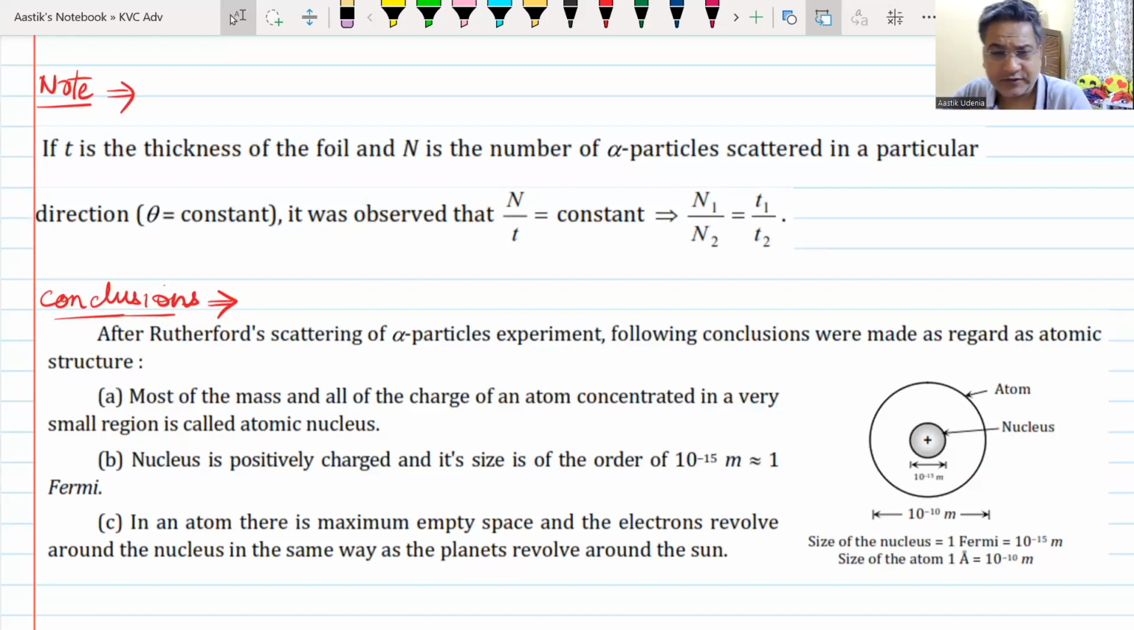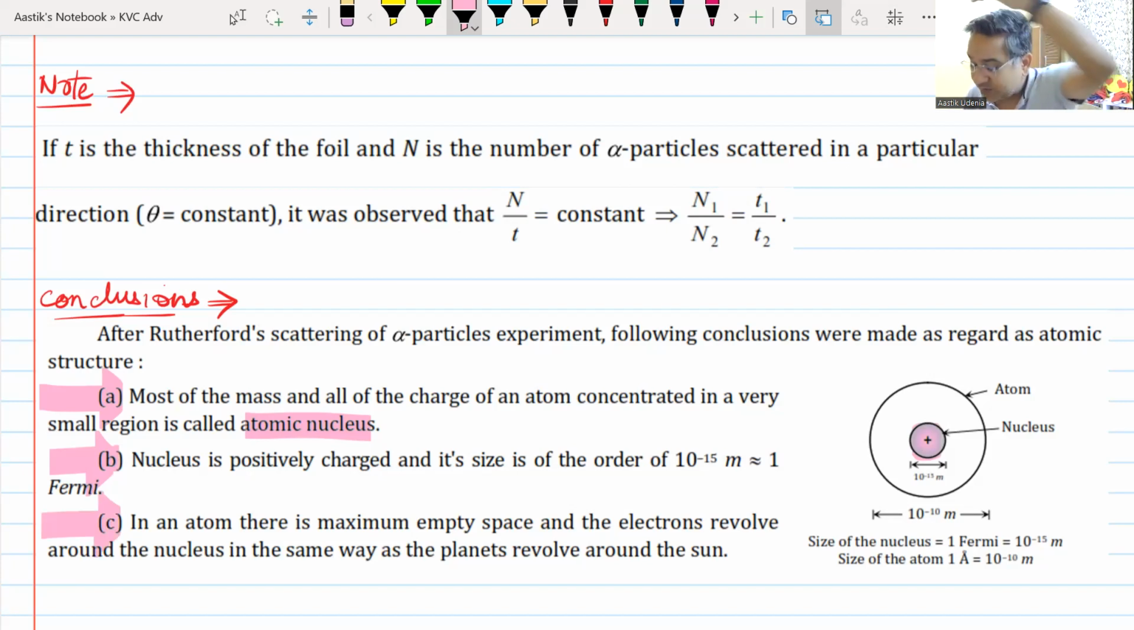Then from this Rutherford experiment, we can make some conclusions. Since most of the alpha particles, which are positively charged, go undeflected, that means most of the mass and most of the positive charge is in a very small space, and that space came to be known as the nucleus. Do we understand this? The electrons are in outer orbits, and the maximum space inside the atom is empty. Do we understand this?